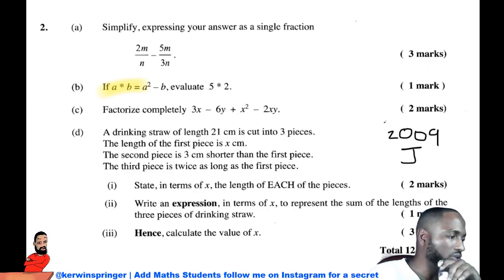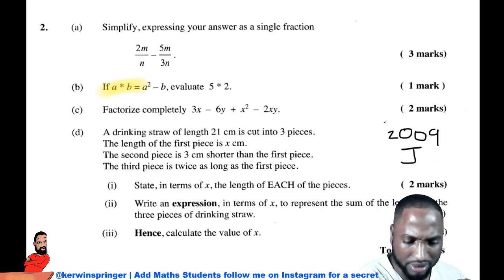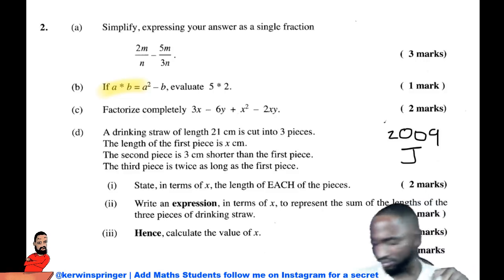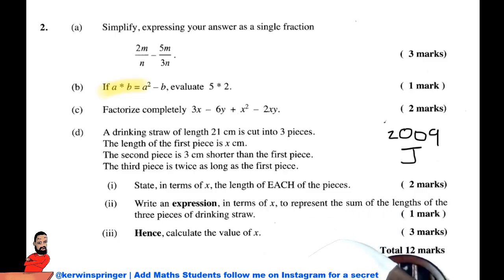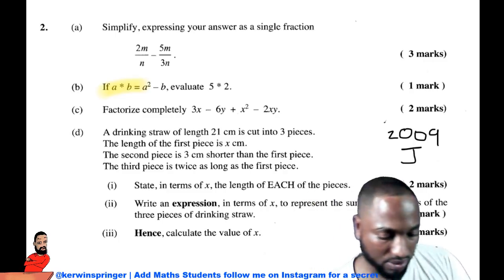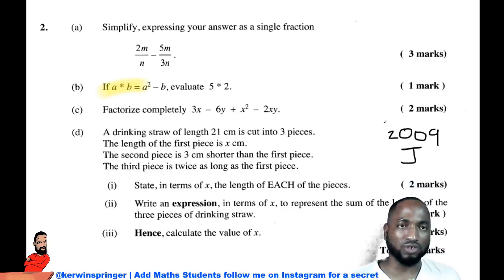So square and take it away, so 5 squared. Oh, you get 6 for that one. The answer is 6T. Where did you get 6 from? No, I don't think the answer is 6 for the next part. What again for the next part? So you get M on 3N.